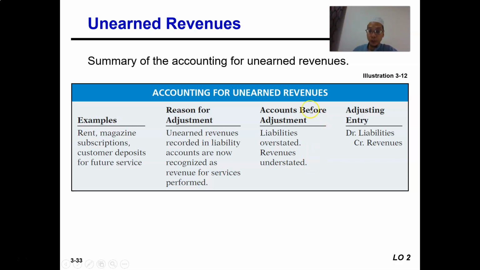So in order to rectify this, we need to do the adjusting entry by debiting the liability, which is to reduce our liability, and also crediting our revenue, which is to increase our revenue. So that's the summary of the unearned revenues.